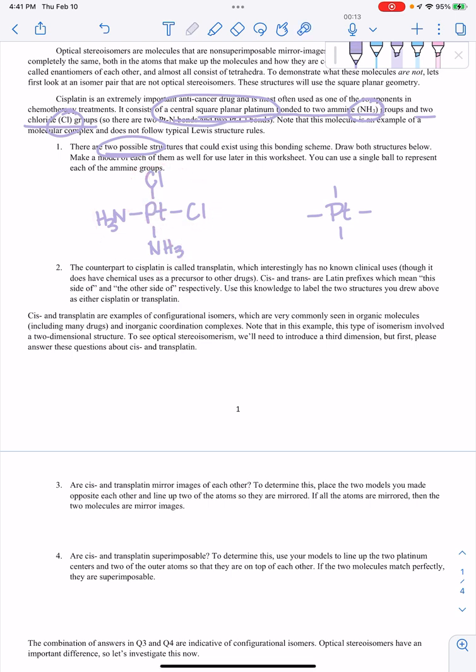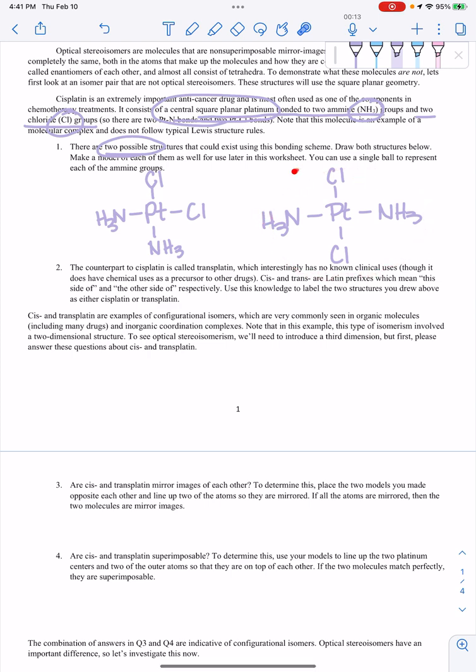Now the other possible way to draw it is to have each of the like groups opposite each other. So we'll put the chlorines on top and bottom and the amine groups on the left and the right. And it doesn't matter whether I put the chlorines on the top and the bottom or the amine groups on the top and the bottom, because as long as we don't break any bonds, we can freely rotate these molecules in space.